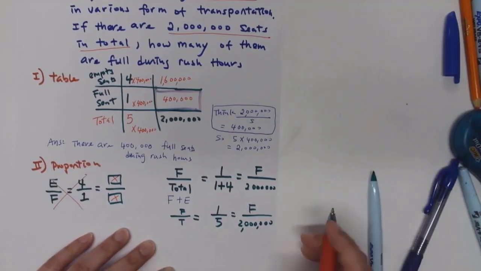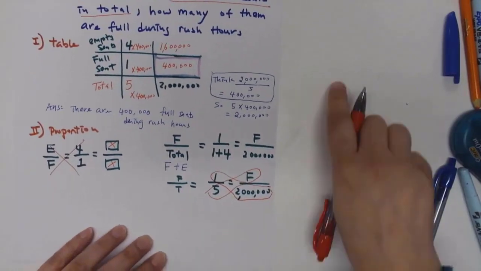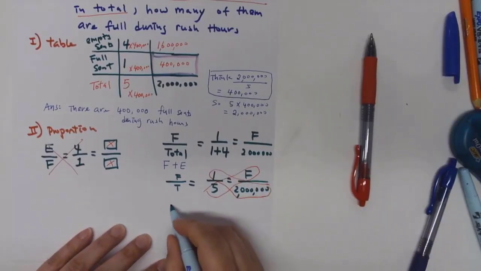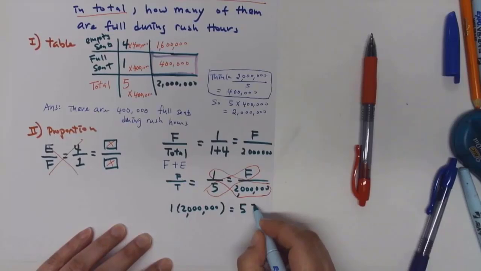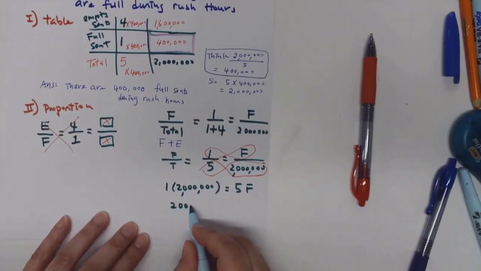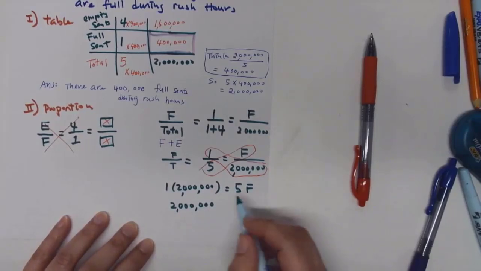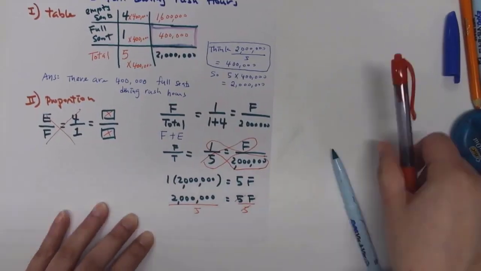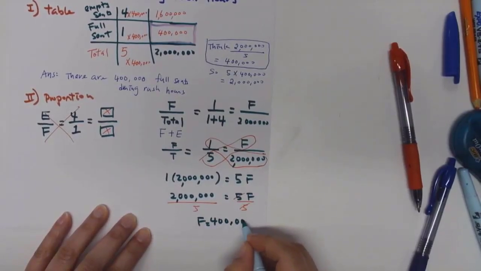So again, to solve it, we do what again? We do the cross multiply like this. Actually, write that out for me. And that means 1 needs to multiply by 2 million, which is just 2 million, right? Equal to 5 times f. To solve for f, we just need to divide both sides by 5, right? Because 5 and f are multiplied together, the opposite would be division. We divide both sides by 5. Cancel out, so f will equal 400,000, just like what we found earlier.